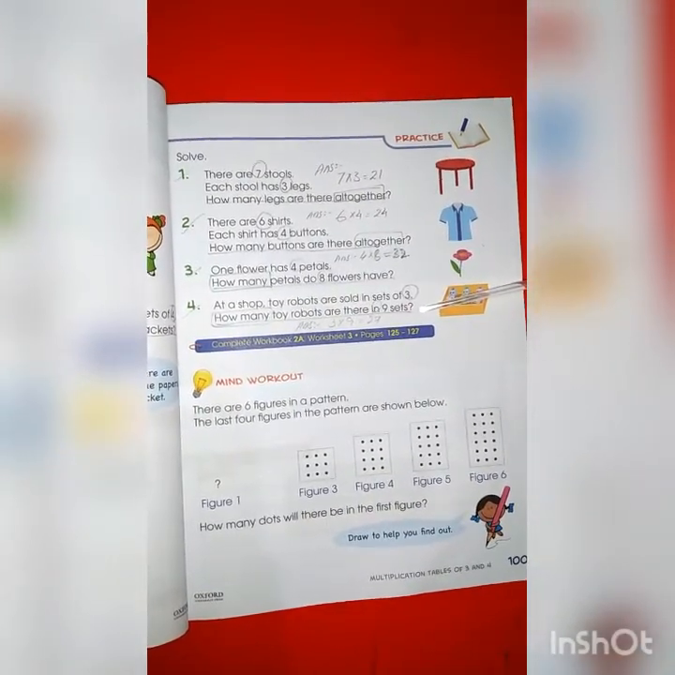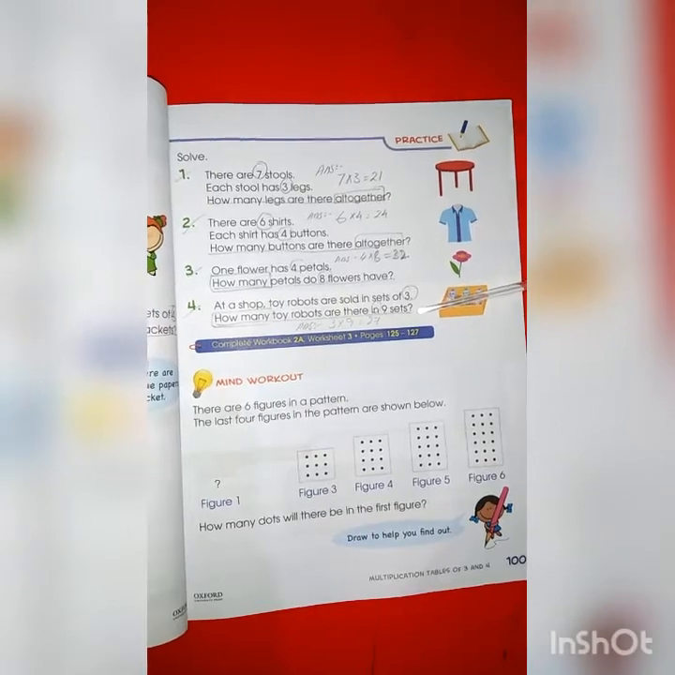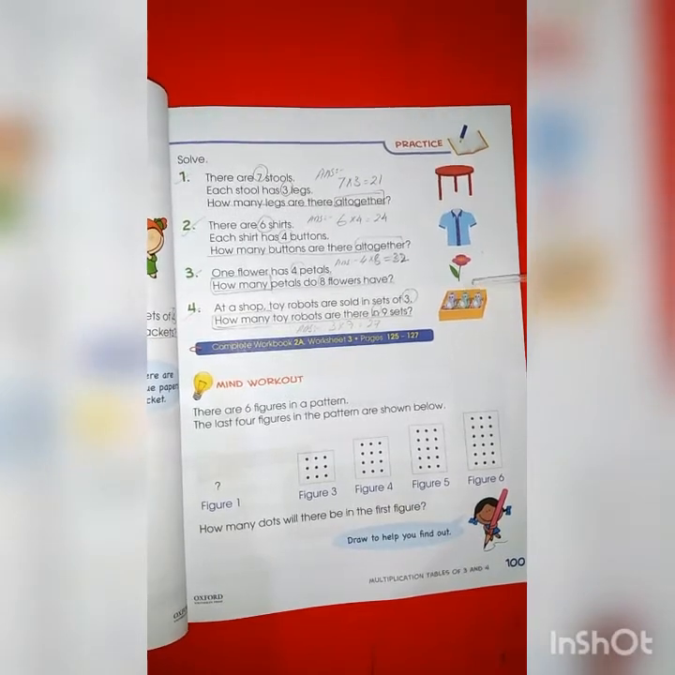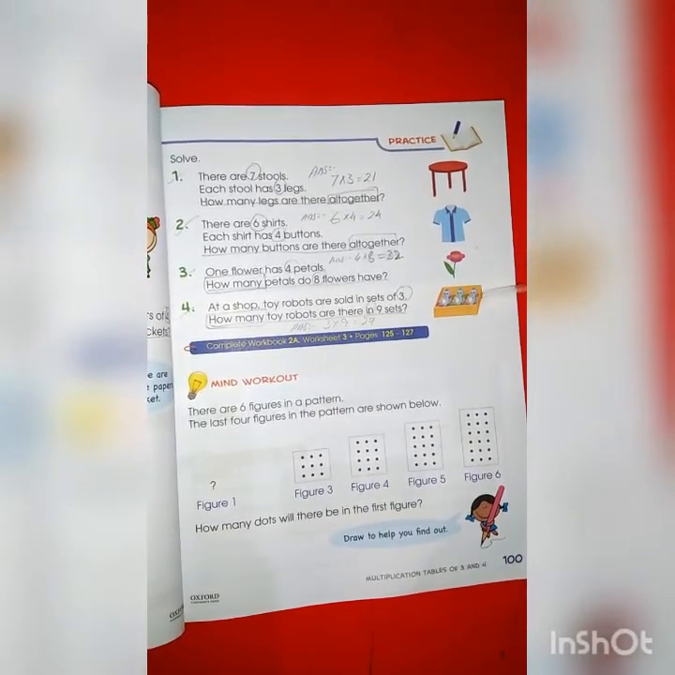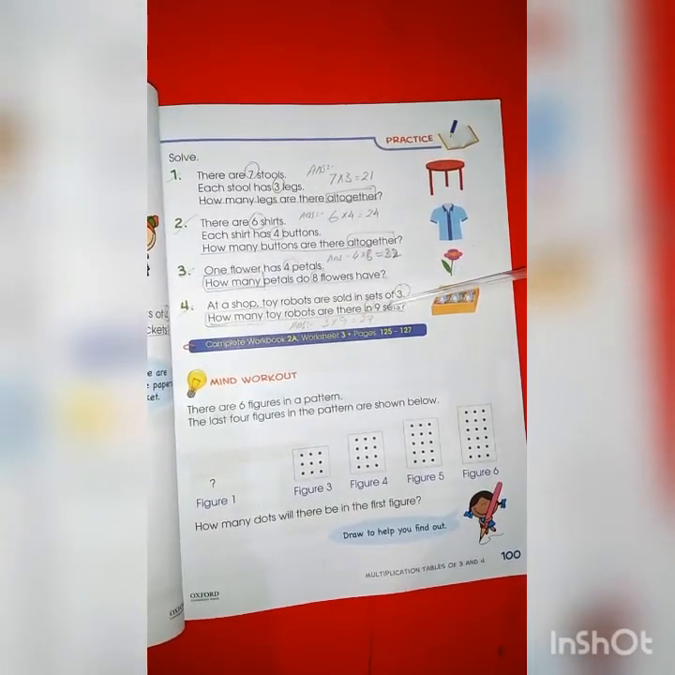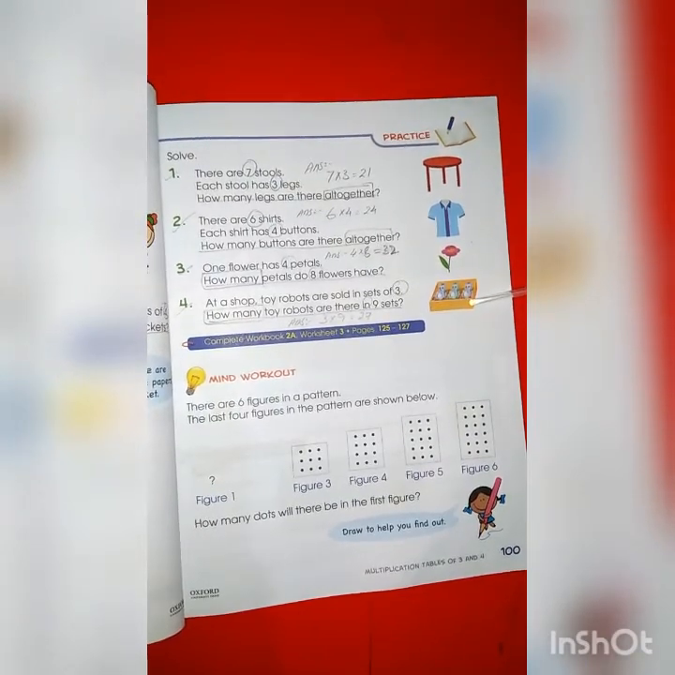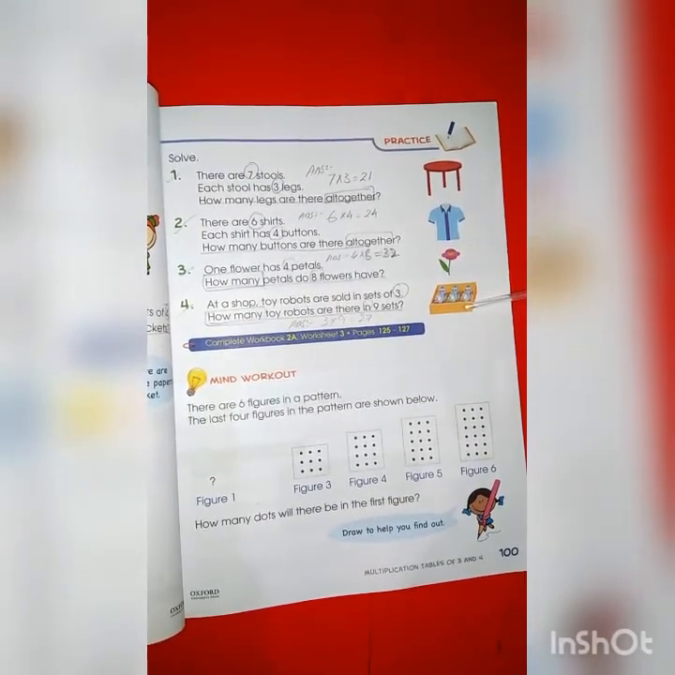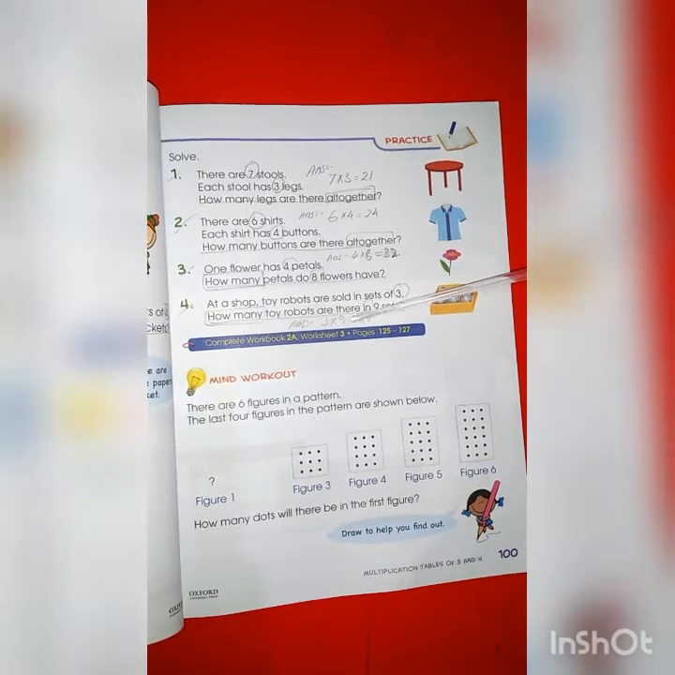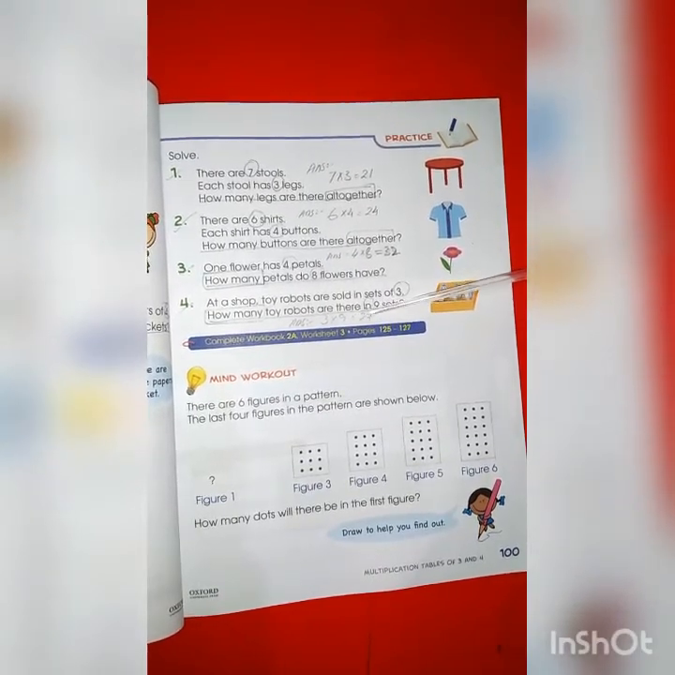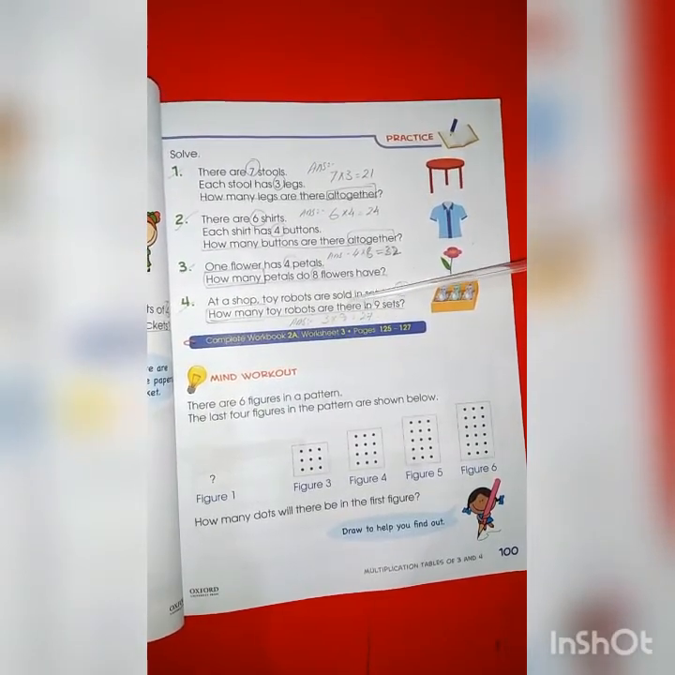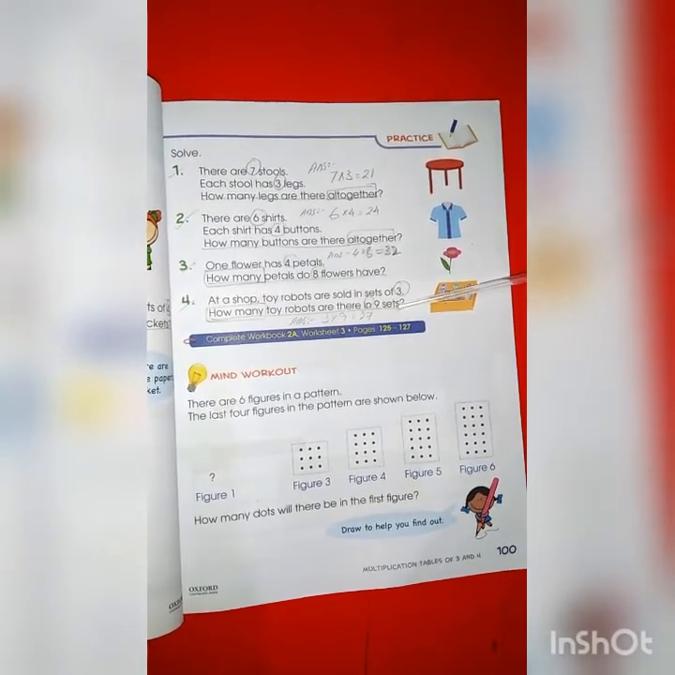Number 4. At a shop, toy robots are sold in sets of 3. How many toy robots are there in 9 sets? You can see here, toy robots are sold in a set of 3. It is a set of 3, 1, 2, 3. If we have 9 sets of robots, then how many robots are there in 9 sets? So we will multiply the numbers 3 with 9. We will get 27. 3 9 times is equal to 27, or 3 9s are 27. 27 robots are there in 9 sets.